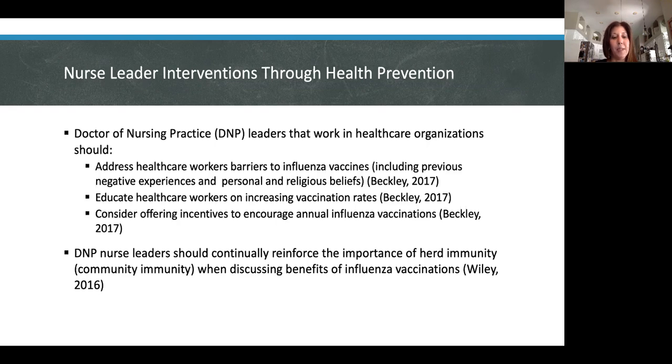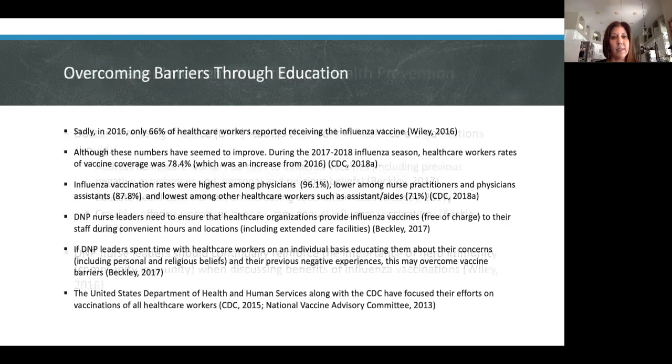So DNP nurse leaders should continually reinforce the importance of herd immunity, meaning community immunity, when discussing the benefits of influenza vaccines. When I looked at the statistics, I was actually kind of shocked. I know what happens in the hospitals that I visit with my students, and I also know what happens in the office setting where I work. Like, I don't see a lot of them getting vaccinated.